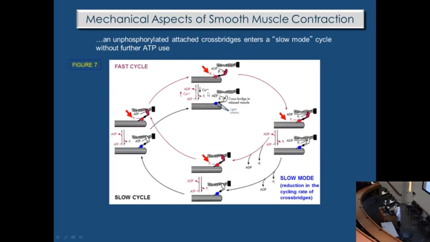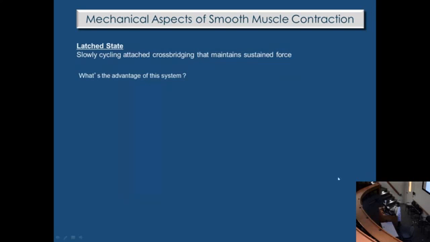As illustrated here, in each one of these steps you always have the possibility that the myosin light chains can be phosphorylated and enter into the fast cycle. See? Then we see that when the smooth muscle enters into this slow mode, it is what is known as a latch state. And the latch state is the slow cycling of the attached cross-bridges that maintains the sustained force.